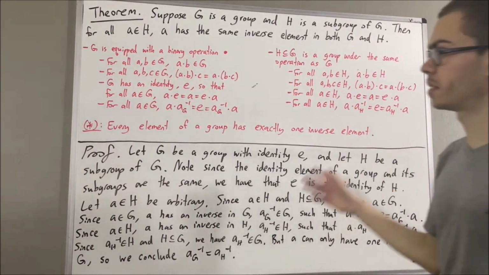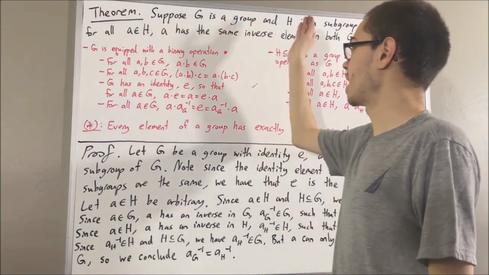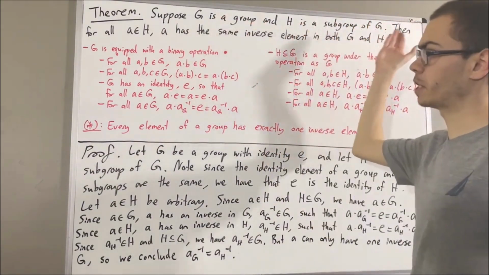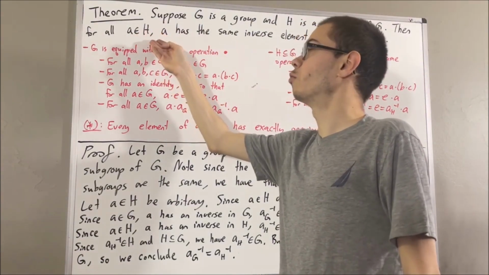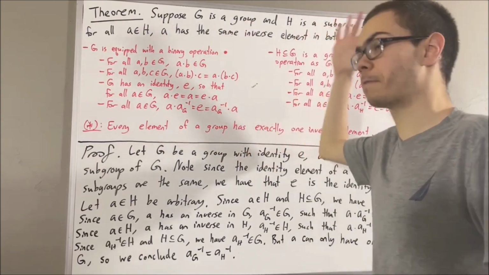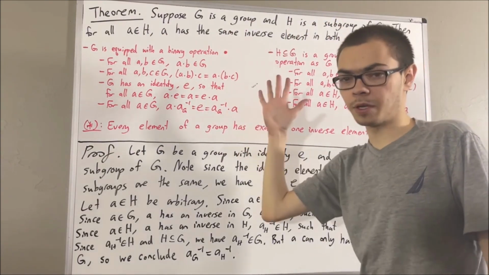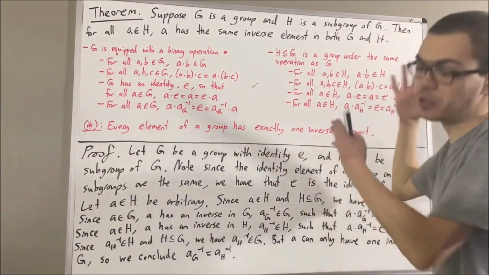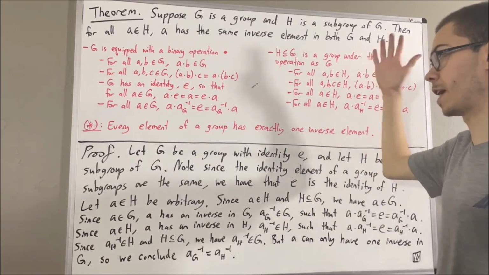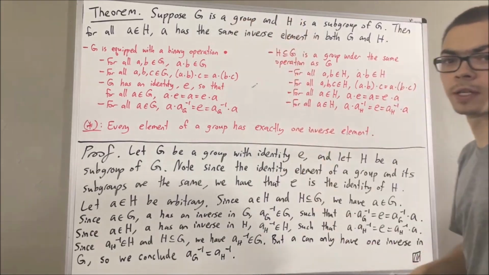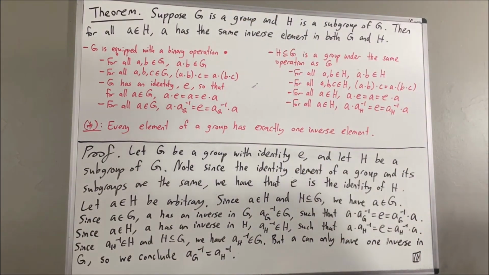So what this tells us is, if we're given a group G and H is a subgroup of G, well then if we consider any element A in H, then we don't have to distinguish between the inverse of A in H and the inverse of A in G. We can just refer to the inverse of A. And we know it's going to be the inverse of A in both G and H. So yeah, that's pretty much it for this video.